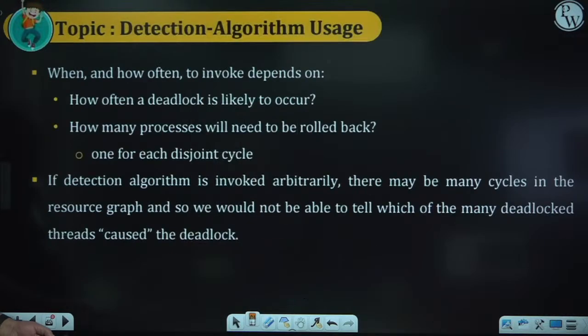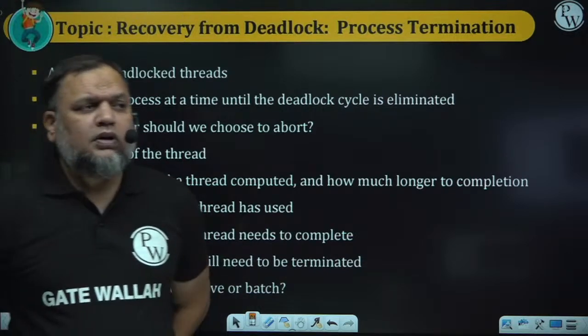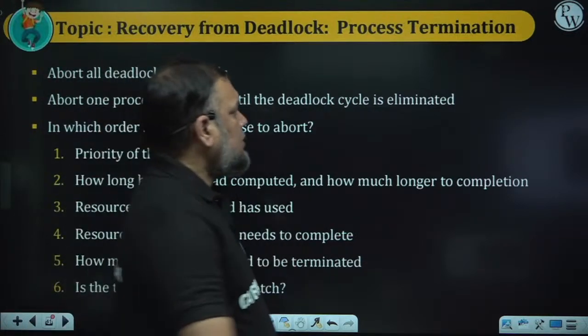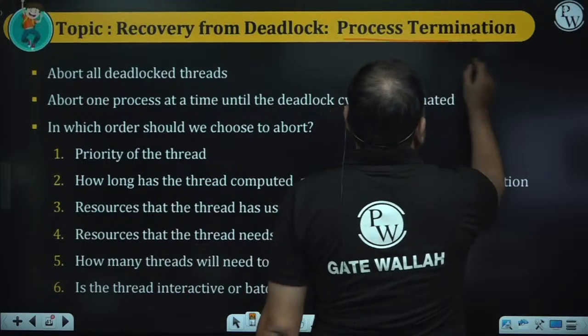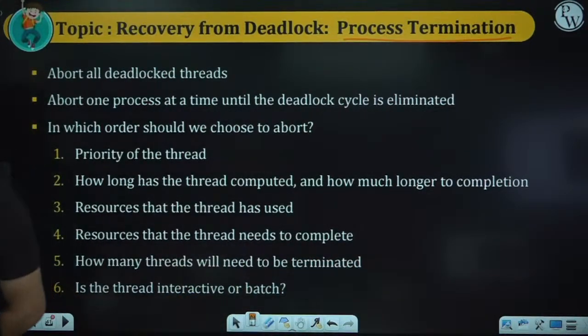फिर उसके बाद देखिएगा बच्चों, recovery modules क्या है? There are 2 broad approaches for recovering the system from deadlock. One is called process termination. Look at this. Process termination is the first strategy. That means you kill the process, abort the processes which are involved in deadlock.